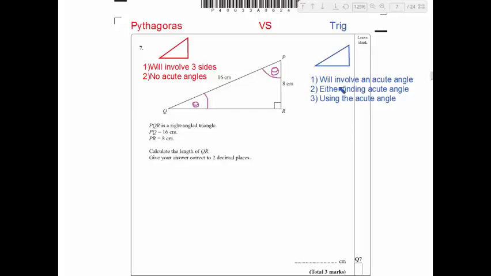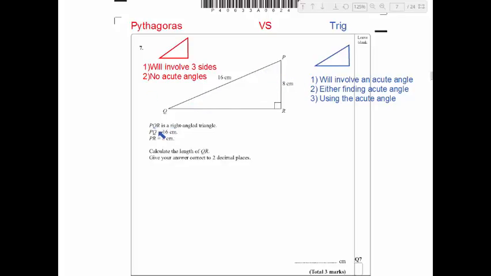Now you're either finding an acute angle, so you'd be using these two sides to find this angle, or you're using the acute angle, so maybe you have one side and one acute angle. So this might be, let's say if this up here would be 60 degrees or something, this would be 4, and you'd be using those two bits of information to find another side, either the hypotenuse or possibly the horizontal edge, which in this case would be the opposite. So that's the main difference between Pythagoras and trigonometry. Okay, so let me take these purple thetas away and let's do this question.